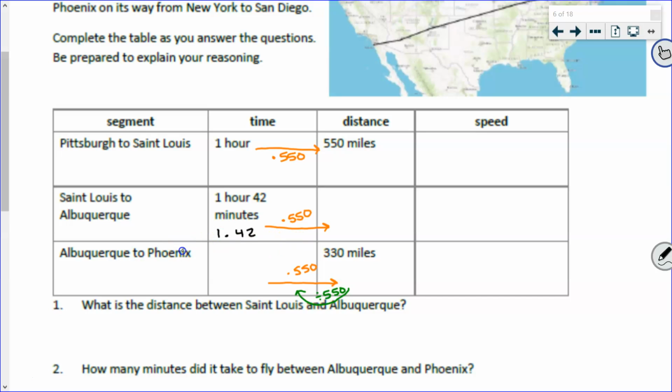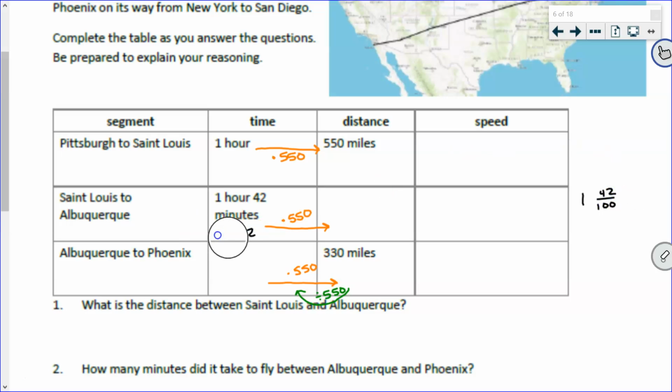Think about our decimals and our place values. This 4 is in what place value? Tenths place, and this is in the hundredths place. So 1.42 means 1 and 42 hundredths. Are there 100 minutes in an hour? No. There's only 60. We can't use decimals to show minutes because there's 60 in an hour, and decimals show that there would be 100. So this is not going to work out.